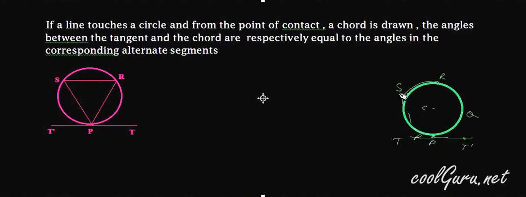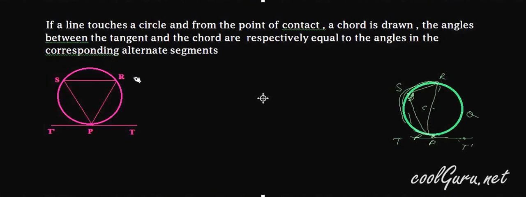the segment formed by this arc RSP is called alternate segment to the angle RPT. This segment is the alternate segment for the angle RPT, and also this angle RSP is called angle in alternate segment for angle RPT.